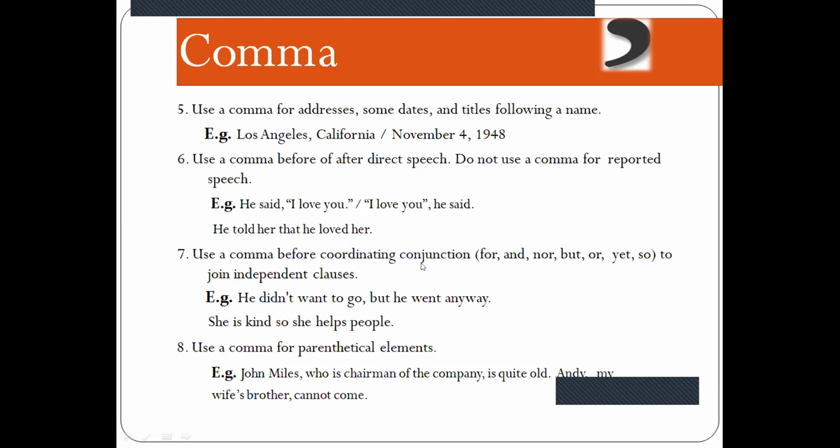Number 7, use a comma before coordinating conjunctions: for, and, nor, but, or, yet, and so, to join independent clauses. I think you understand coordinating conjunctions. For example, he didn't want to go, comma, but he went anyway. She is kind, so she helps people. In most cases, with so we don't use a comma.